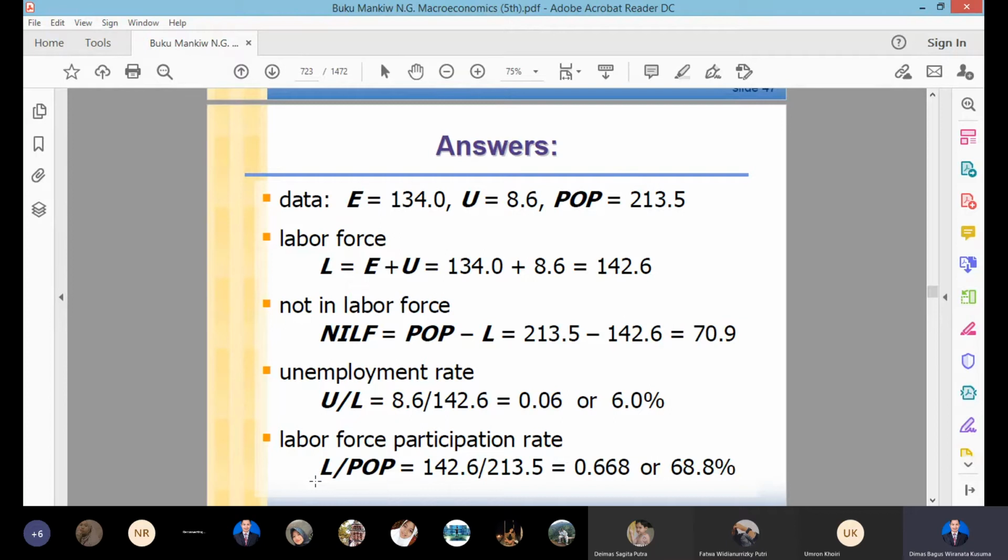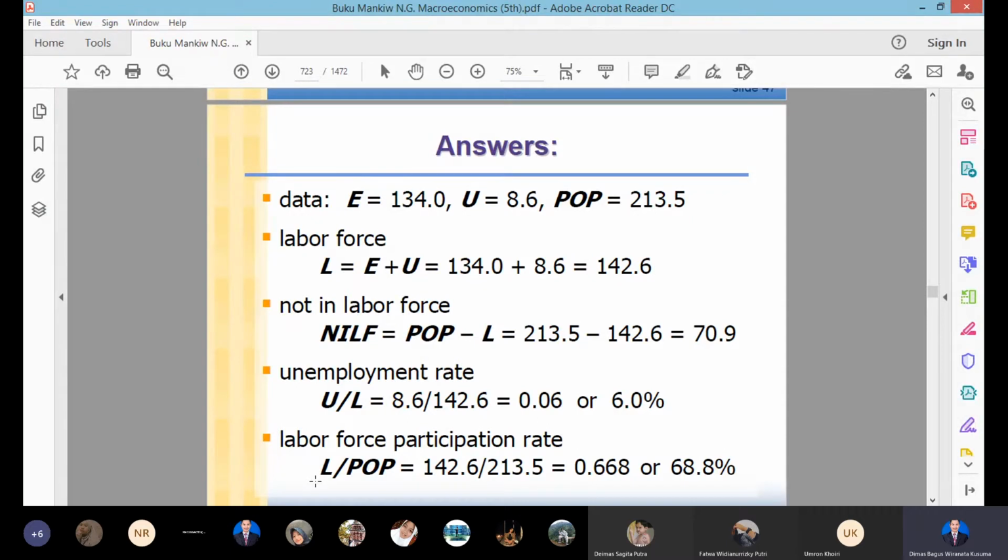66.8%. So from this data, sisters and brothers, we may conclude that in the US in 2002, out of the population, only 66.8% are considered to be the labor force. So the labor force is only 66.8%. It means the people who are looking for jobs and the people who are working, within the productive age. And the remaining 33.2% are not considered to be labor force.